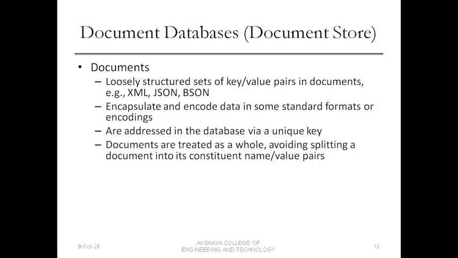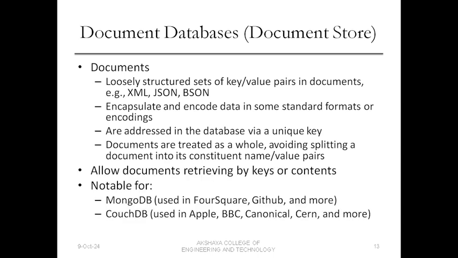What is a document database? In document databases, of course, we follow loosely structured key value pairs, and the document itself is seen as a single database. It encapsulates and encodes data in some standard formats or encodings, and is addressed in the database via a unique key. Documents are treated as a whole, and we do not split the document, so it will have consistent name value pairs. Notable document databases are MongoDB and CouchDB.